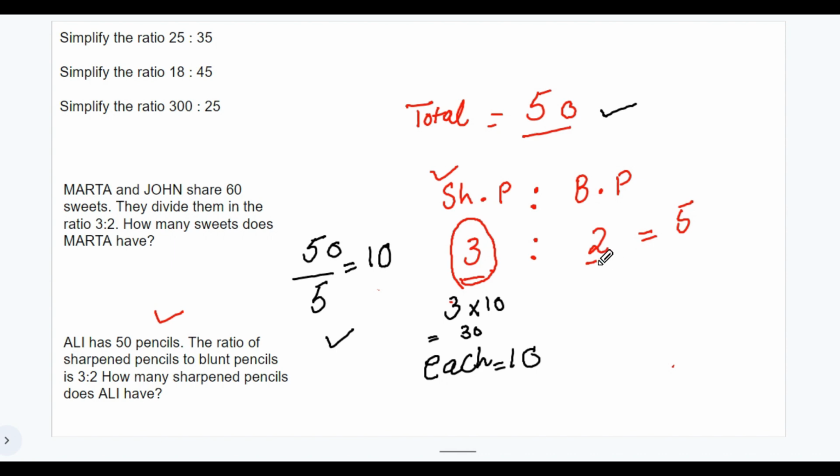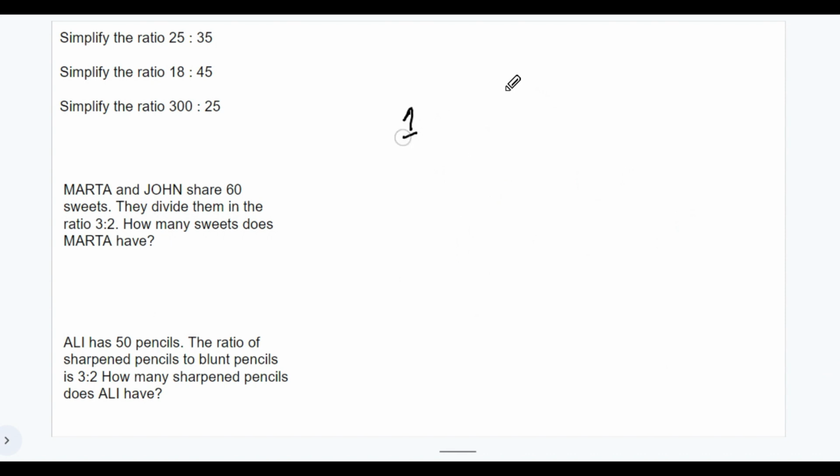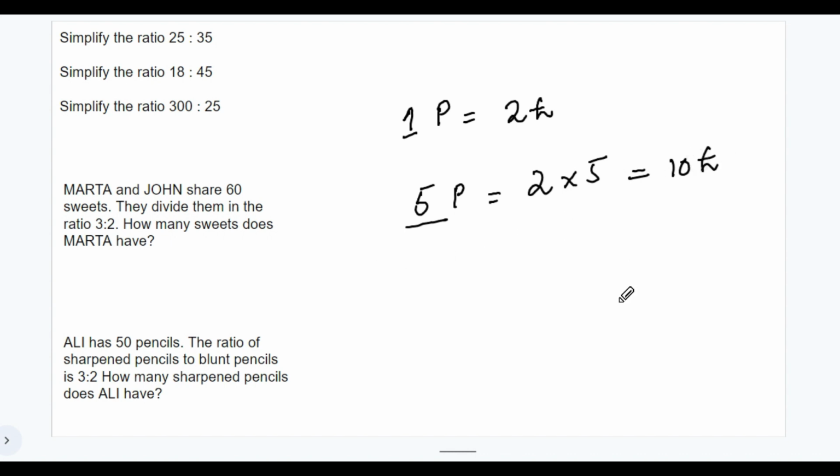So if you need to find the blunt pencils answer, you need to apply the same thing over here. That means 2 times 10 will give you 20. You have been doing this type of question. For example, the cost of 1 pencil is equal to 2 pounds. So what will be the price of 5 pencils? You just multiply 2 times 5 and you get 10 pounds, the price of 5 pencils.